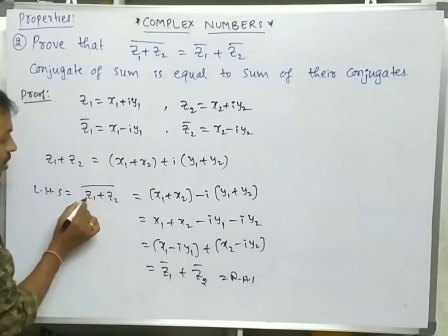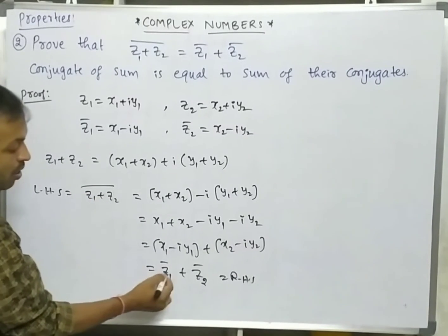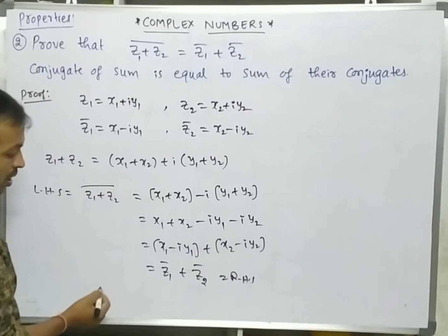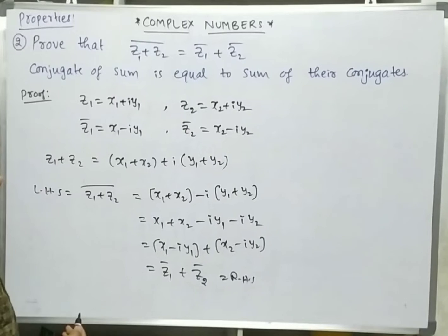So conjugate of sum of two complex numbers is equal to sum of their conjugates. Therefore conjugate of z1 plus z2 is equal to z1 bar plus z2 bar.